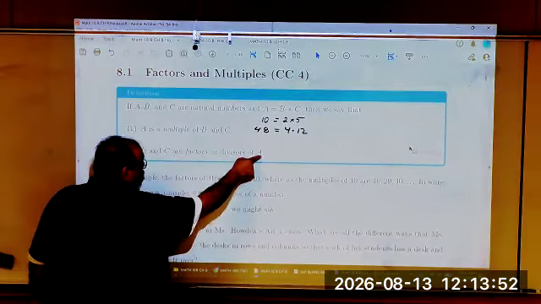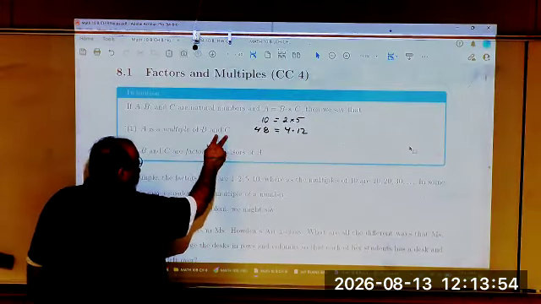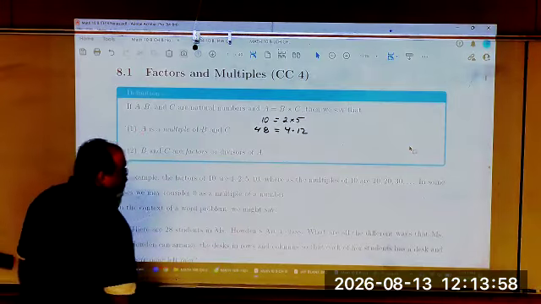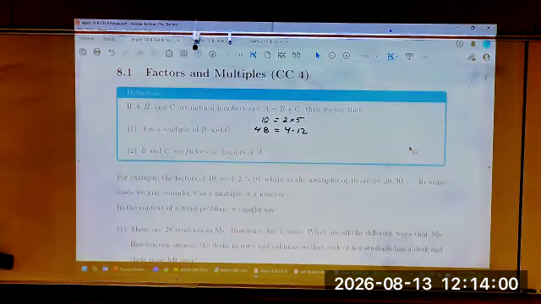Factors go into the number, multiples are bigger than the 2 multiplied together. They are a product of 2 other numbers. That gets confused by students all the time.